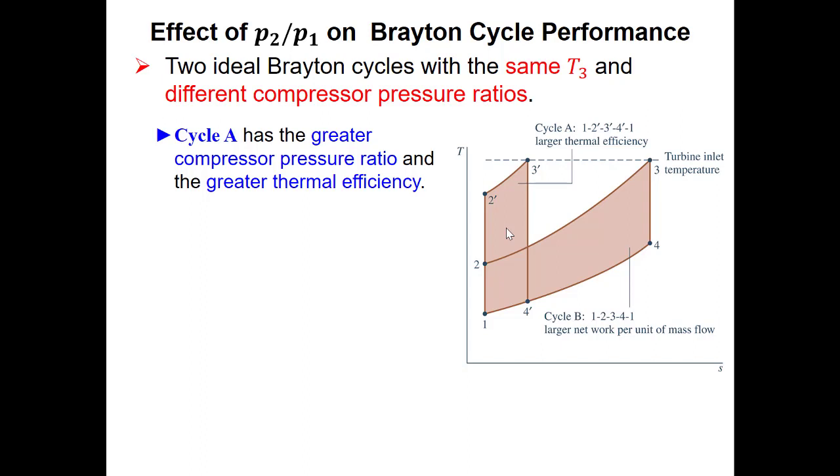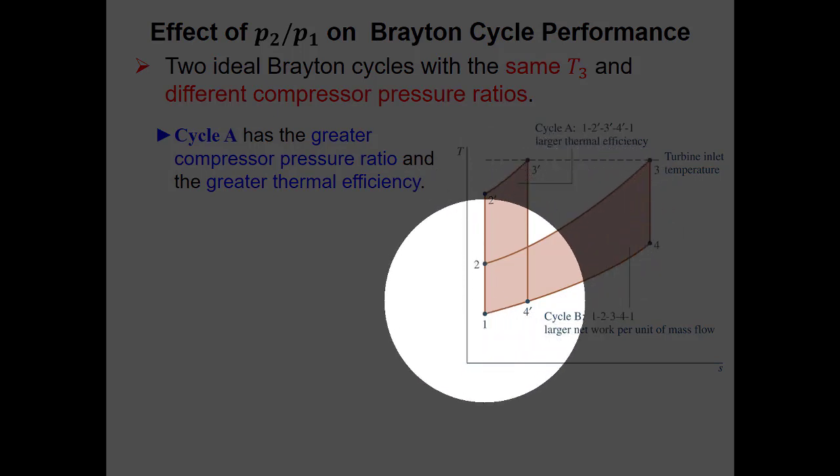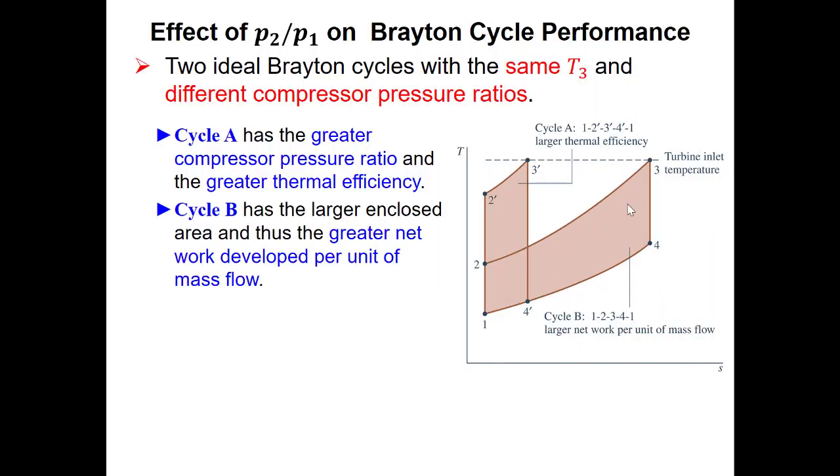But if you look at these two cycles, you can see that with the lower compressor pressure ratio, we get more net work, right? So if you were choosing between these two cycles, a lot of times our job as engineers is to say, well, what's the point of my application? Am I trying to maximize efficiency or am I trying to maximize power? The answer can be different depending on what application you're working on. Your selection of the pressure ratio depends on what you're looking for, where a higher compressor pressure ratio will give you higher thermal efficiency but less net work.